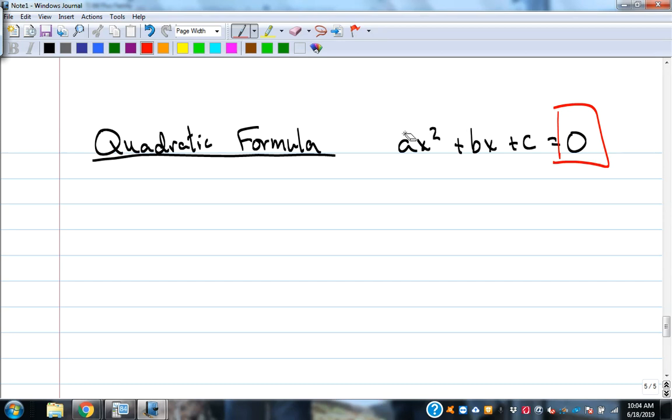Notice it's in standard form. It's in descending order. It's got to be that way. Okay? The way the quadratic formula works is you've got x equals negative b plus or minus the square root of b squared minus 4ac, all of that on the top of the fraction, and then it's divided by 2a.